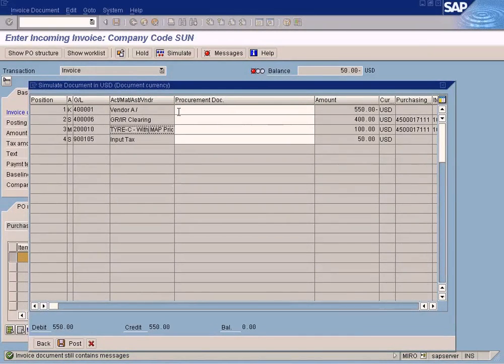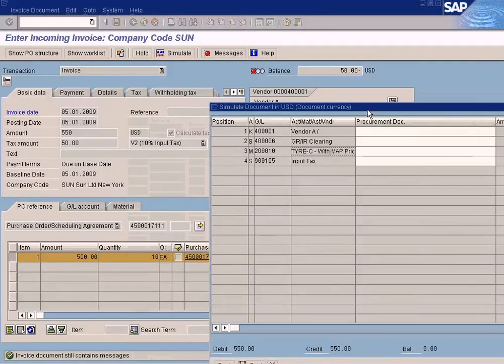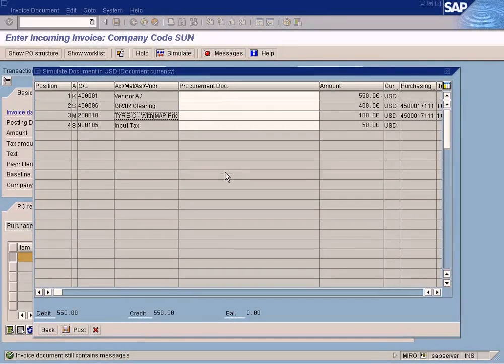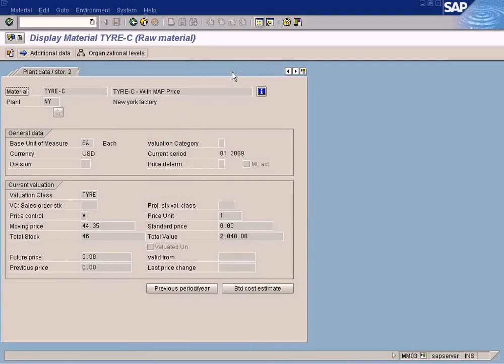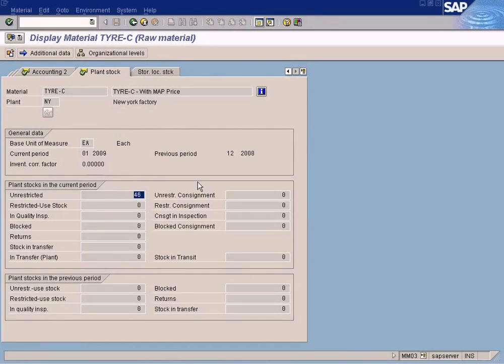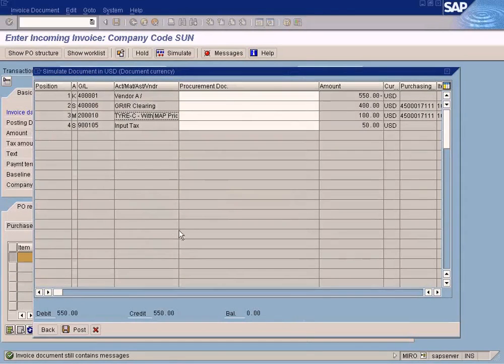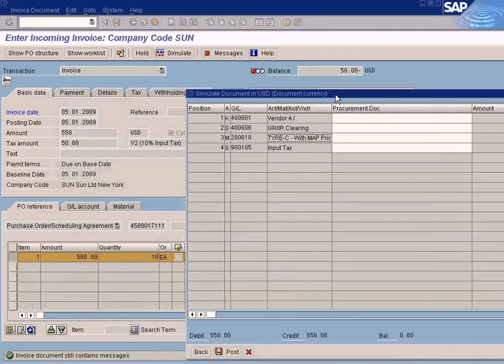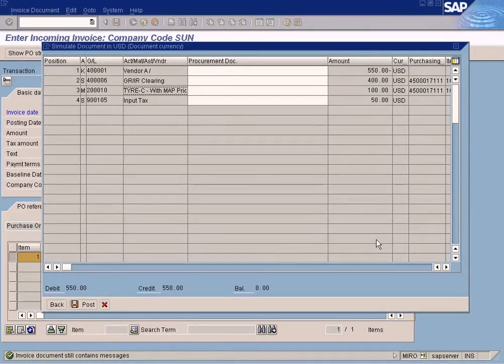Stock coverage means the invoicing quantity of 10 is below the current stock availability. The current stock of this material is 46 and the invoicing quantity is 10, so the stock coverage is there.